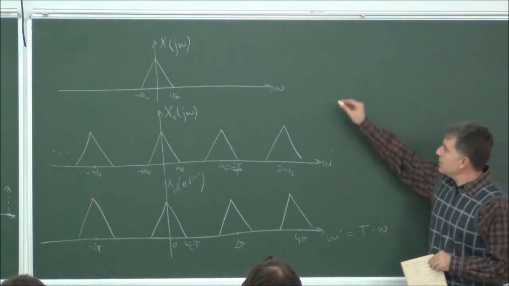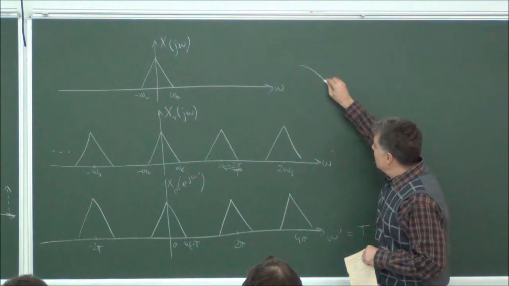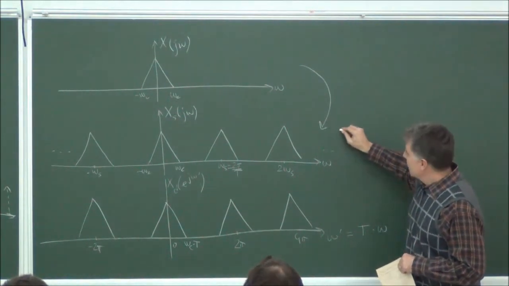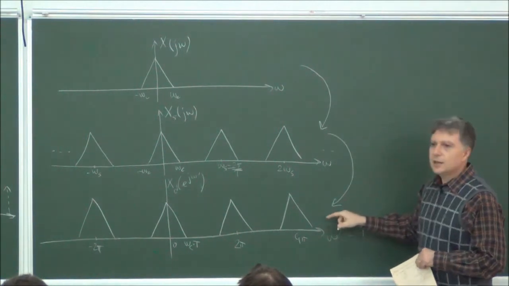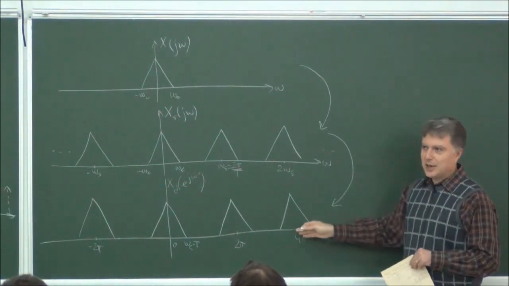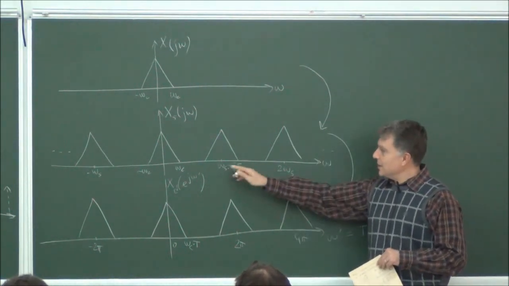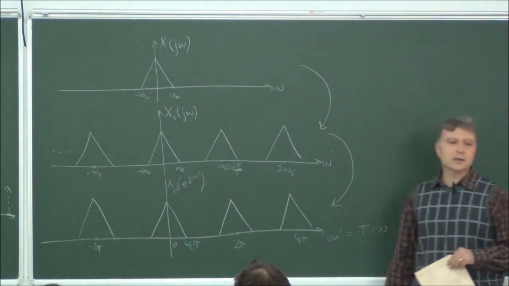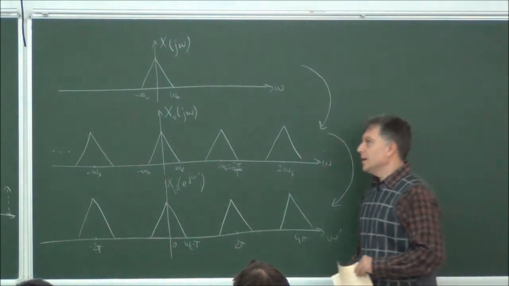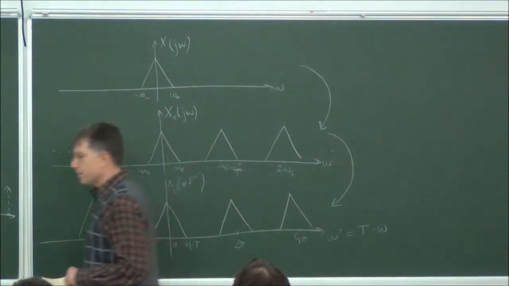Okay? Previously, in the previous week, we came from here to here. Now, the last step is to go from here to here, which is nothing. It's the same shape. You're just renaming the axis to be not equal to omega s, but you're now calling it 2 pi, and that's it. That's the discrete time Fourier transform.